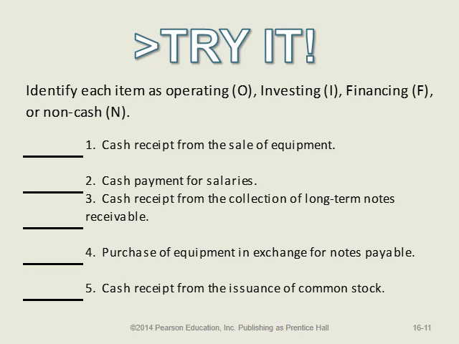So first of all, we've got cash receipt from the sale of equipment. So that should be pretty easy for you as an investing activity because we said that under that category you have the buying or selling of equipment. Cash payment for salaries. Again, this one shouldn't be too difficult. Generally, salaries are tied to the operating activities of the industry.